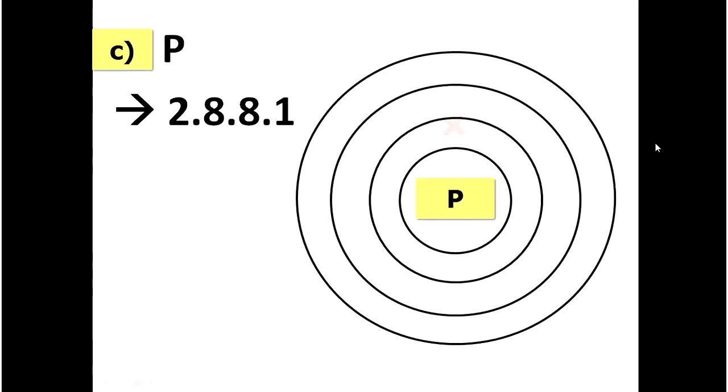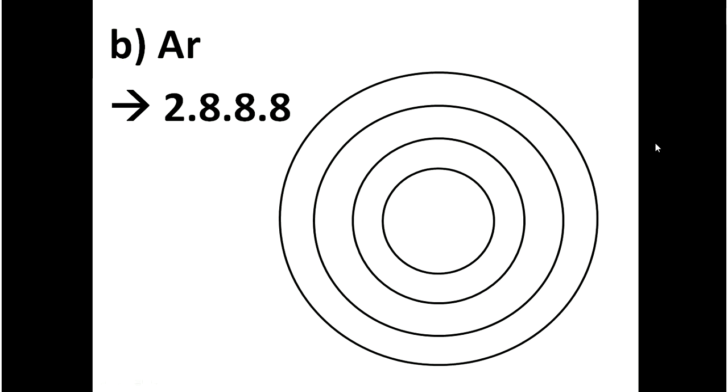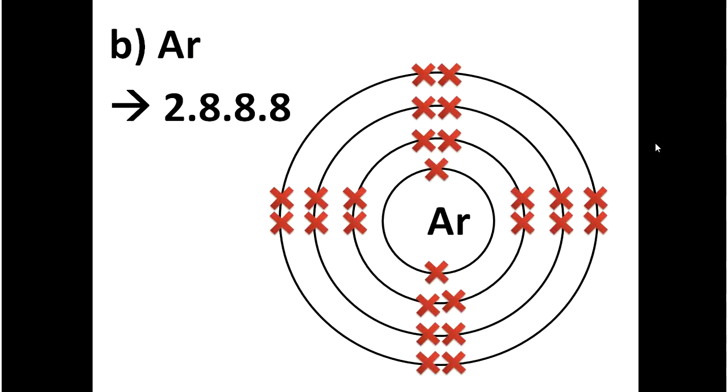C, phosphorus, has electronic configuration 2,8,8,1. This means the first 3 shells are complete and the 4th outer shell has 1 electron. And this is the electronic arrangement for argon.